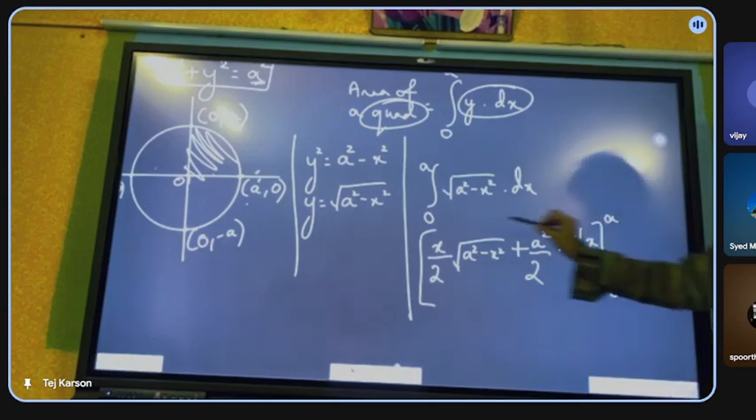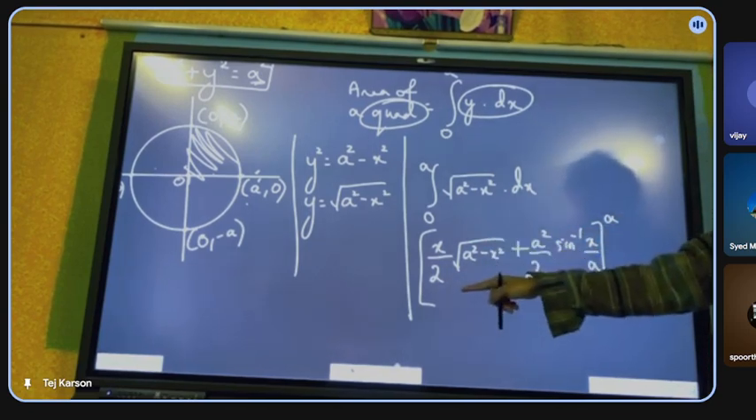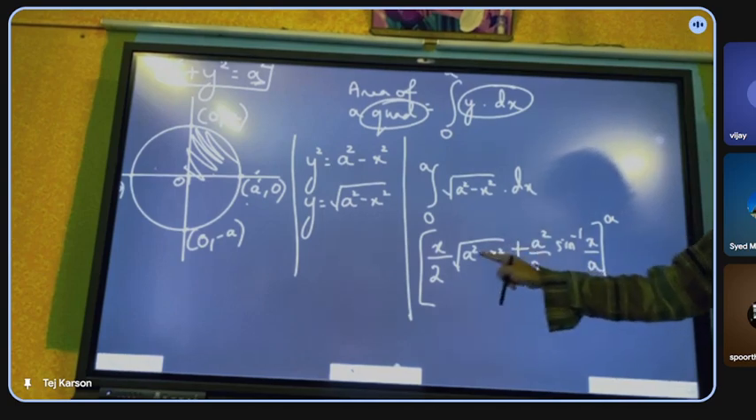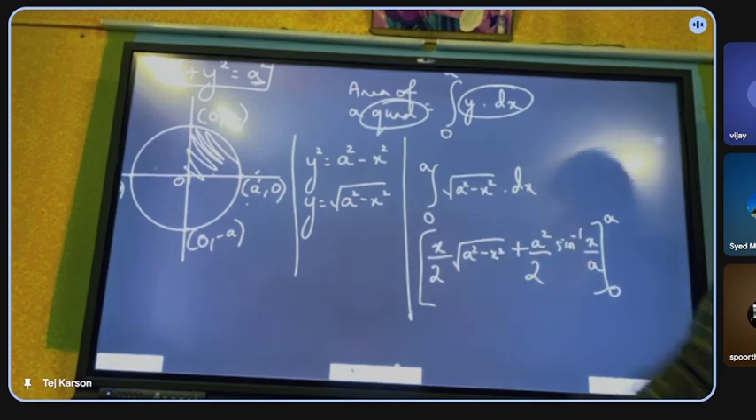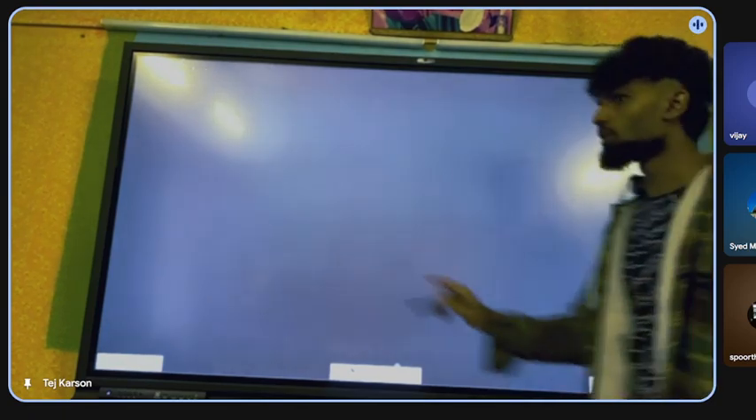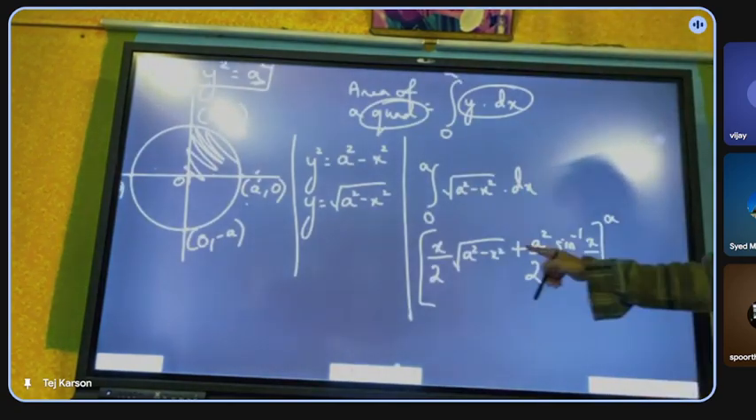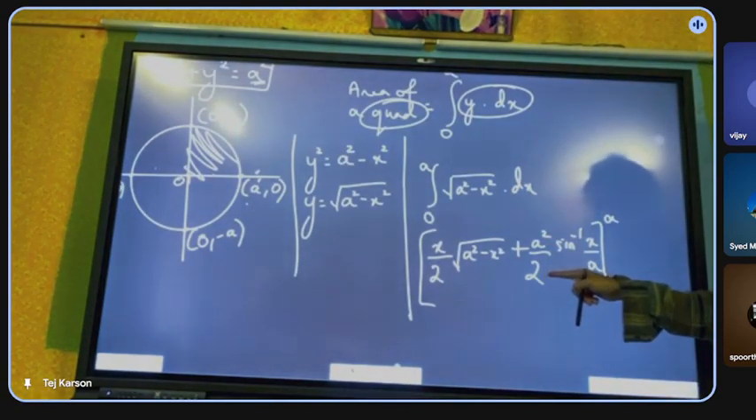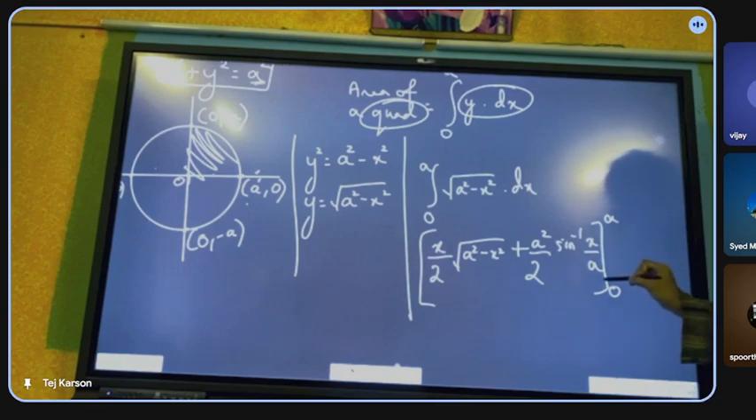a. Wherever there is x, you will always substitute a. So this x by 2 becomes a by 2. Keep that in mind. Root of a square minus a square. What is a square minus a square? 0. 0 and anything is 0. So don't think the full thing will become 0. Keep that in mind. Don't write that. Listen. 0 plus. Crucial part. There's a plus here I copied. This a square by 2 remains as it is, nothing to change because a is a. Sine inverse of x by a becomes what? a by a becomes 1. So a square by 2, keep it in your mind. Sine inverse 1 is pi by 2, 90 degrees.